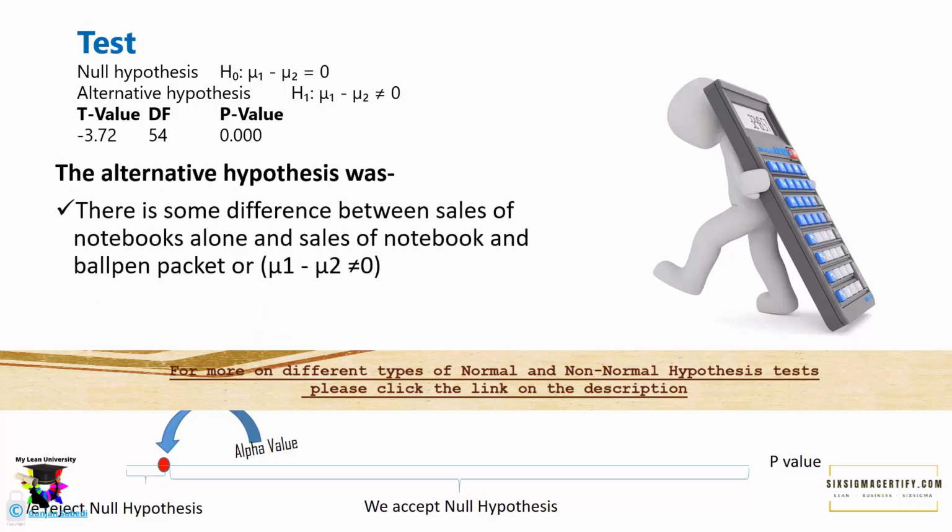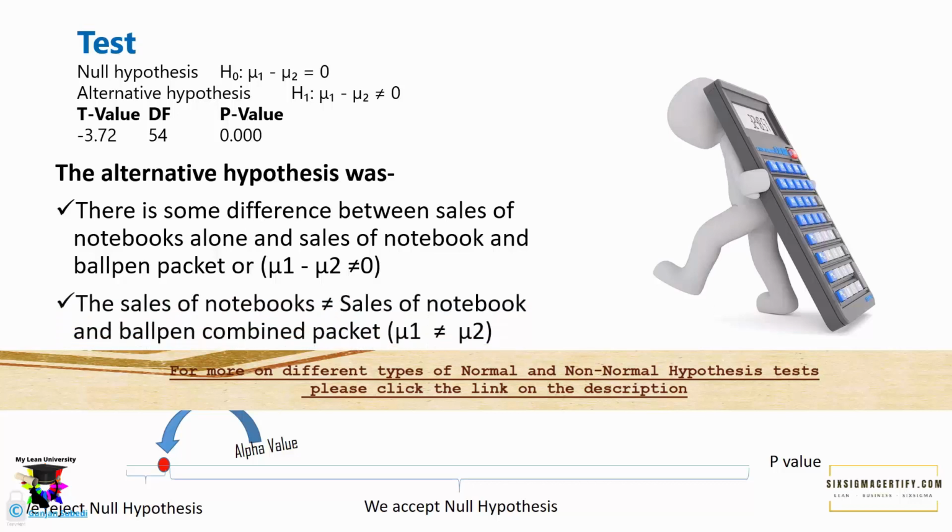We reject the null hypothesis means we accept the alternative hypothesis. Now the alternative hypothesis was there is some difference between the sales of notebook and the sales of notebook and ballpen packet, or mu1 minus mu2 isn't equal to 0. Or the sales of the notebook isn't equal to the sales of the ballpen and notebook combined. Mu1 isn't equal to mu2. So we accept this alternative hypothesis. That means there should be some difference between the sales of the notebook and sales of the notebook and ballpen combined packet. This is just the summary of hypothesis testing and how we carry it out. In fact, we will learn it in a much easier and more detailed manner in the next lectures.